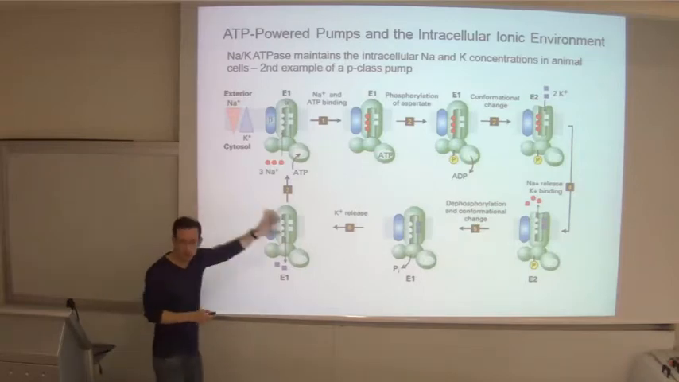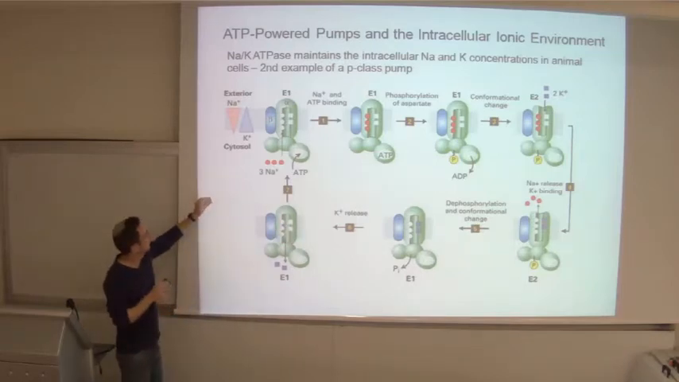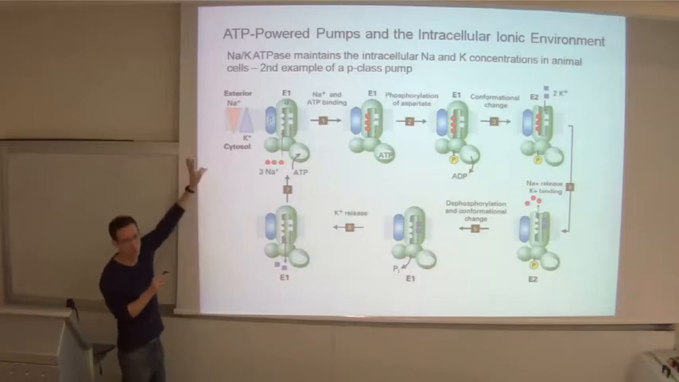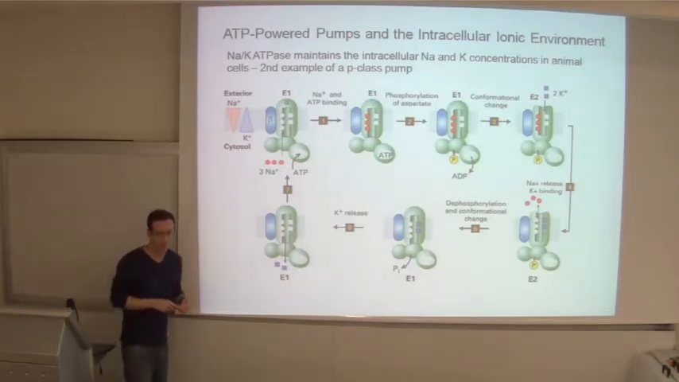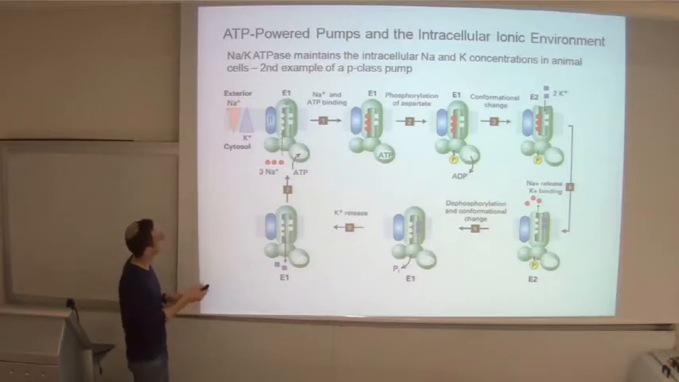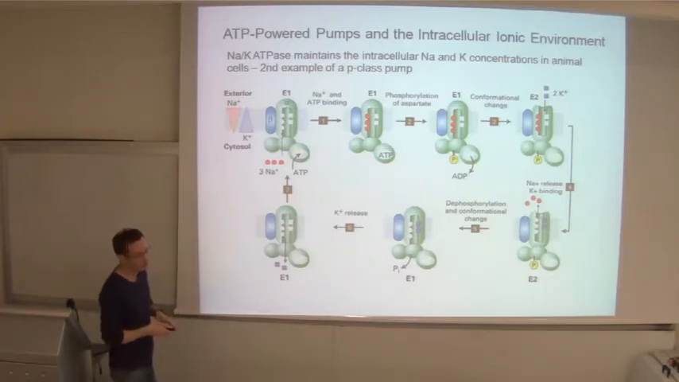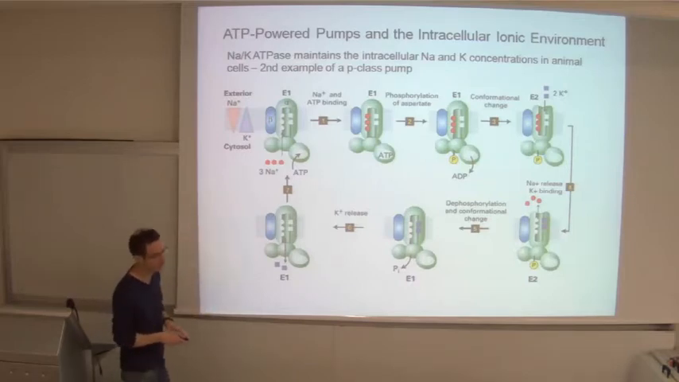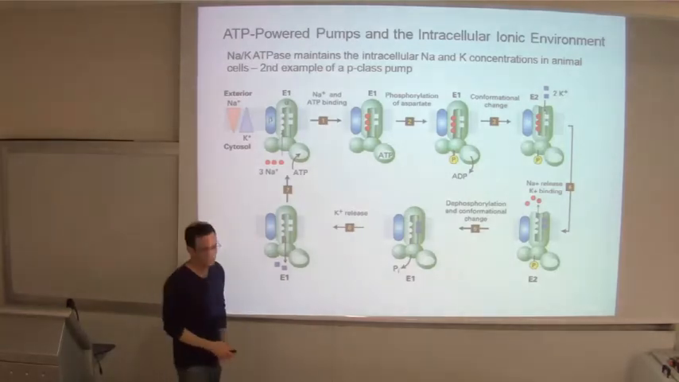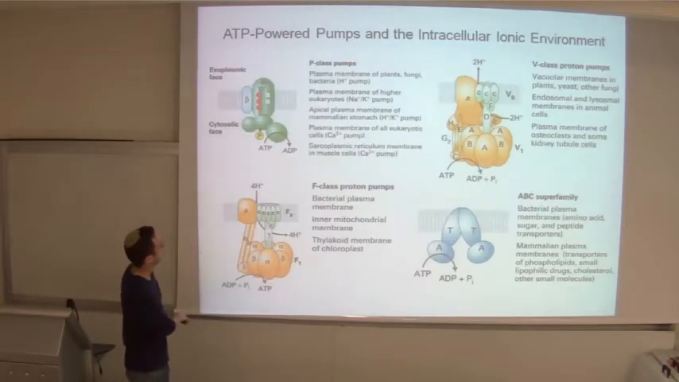So the net reaction here is taking 3 sodiums from the inside and putting them out, and taking in 2 potassium ions. Right? So this is actually what generates and maintains the high sodium outside, high potassium inside chemical gradient. Okay.